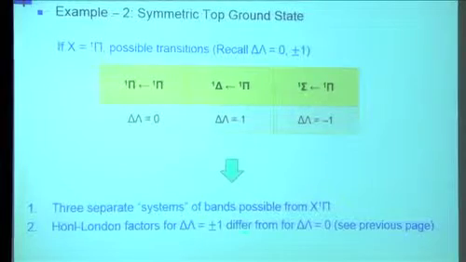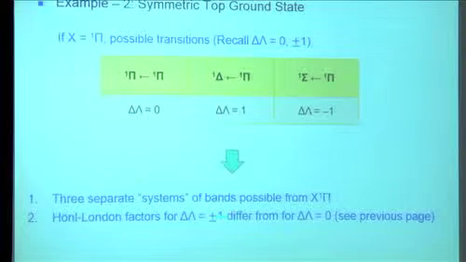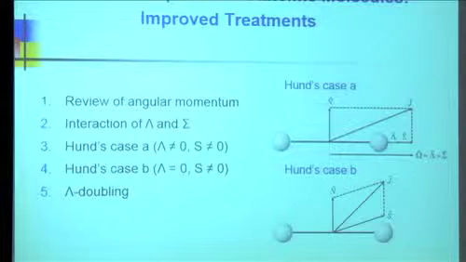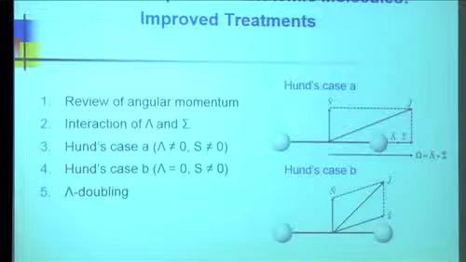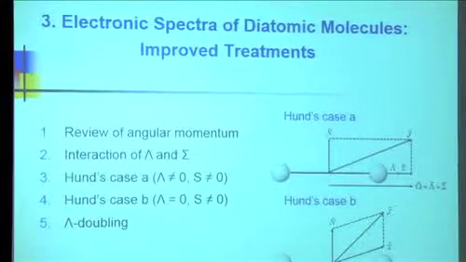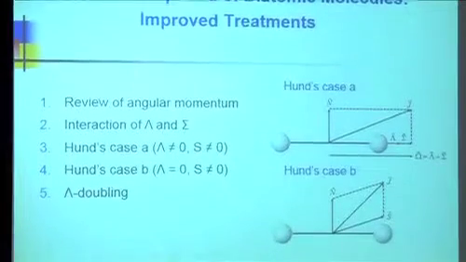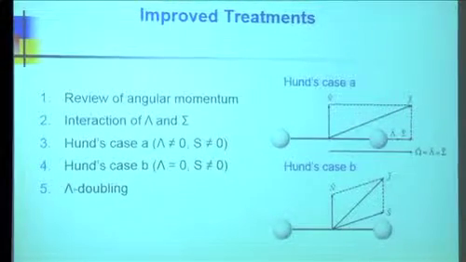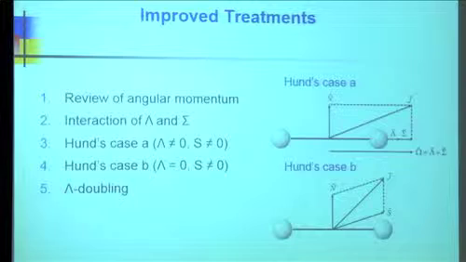And the Hanson-London factors are quite different for this case than for these. Just rules. They're all spelled out. So if you have a symmetric top, you follow these rules. If you have a rigid rotor, you follow those rules. If you have a Hund's case A, you follow those rules. What's a Hund's case? These are 4 different cases. They're 4 different approximations.